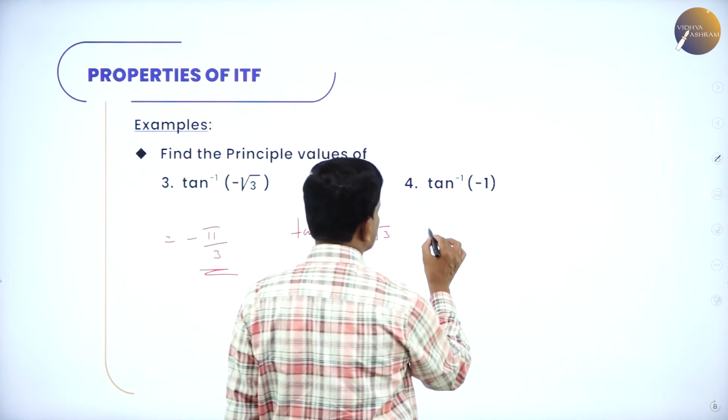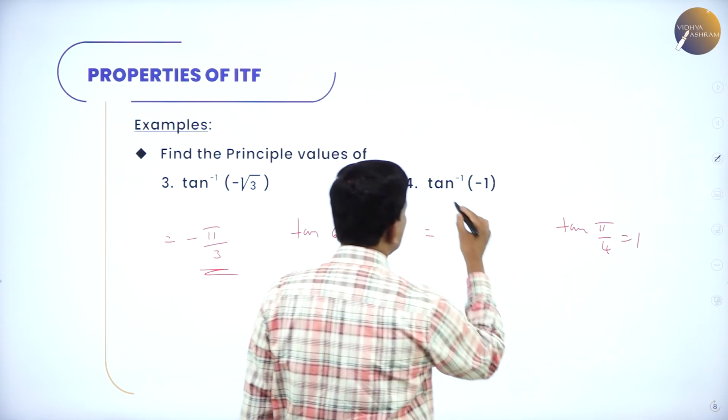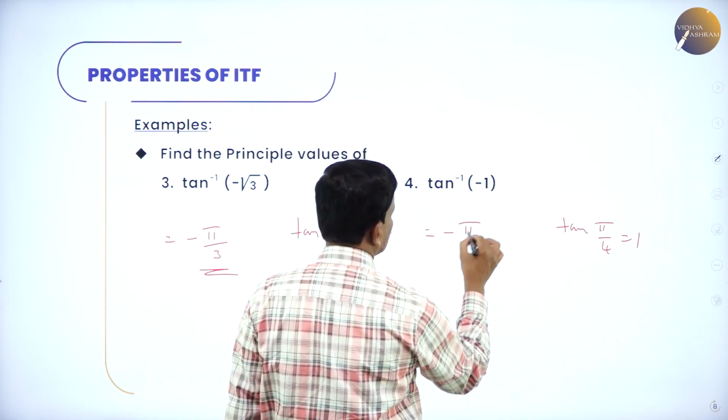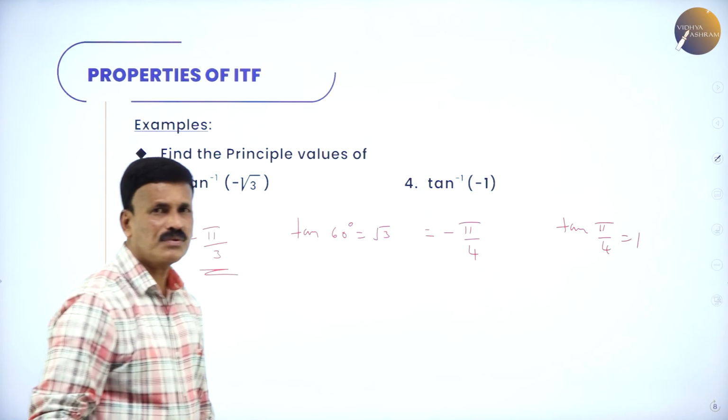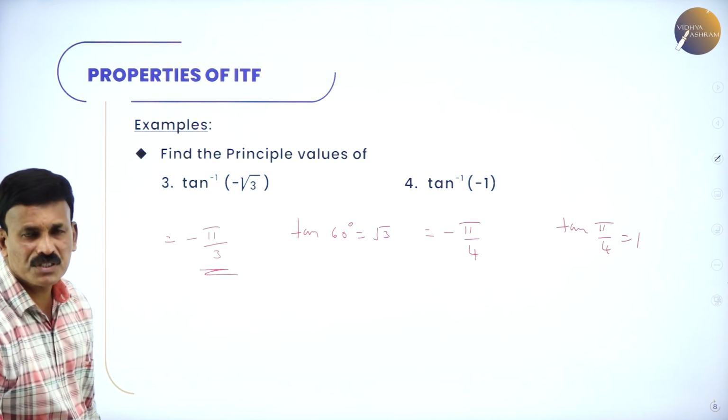Again for tan inverse, since tan 45 degrees, that is tan pi by 4, is equal to 1, tan inverse of minus 1 can be written as minus pi by 4. These are the principal values of tan inverse root 3 and tan inverse of minus 1.